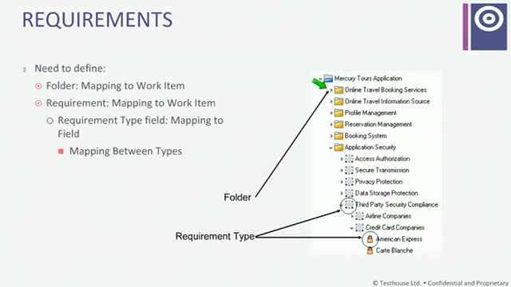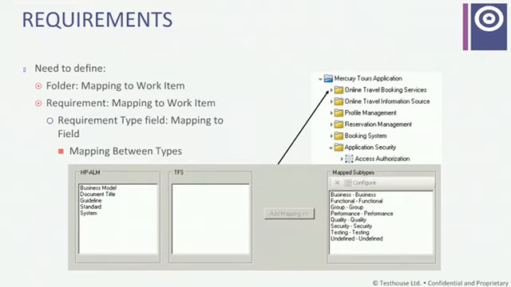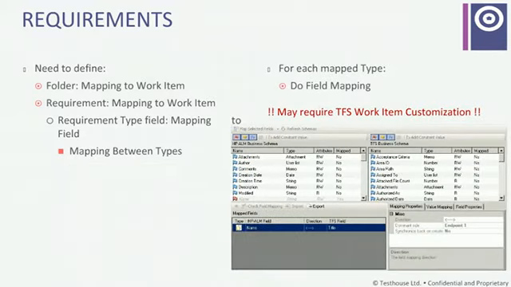So in this example, you see this is a folder. This is just a way to structure your requirements. It doesn't carry any requirements information, and then you have different requirement types depending on whether it's security, non-functional, and so on. And this is an example of a mapping. Once you have done this, you have to go for each requirement type and do the field mapping like you did for the defects. Okay, so here we see an example of field mapping. It looks very similar to a defect.